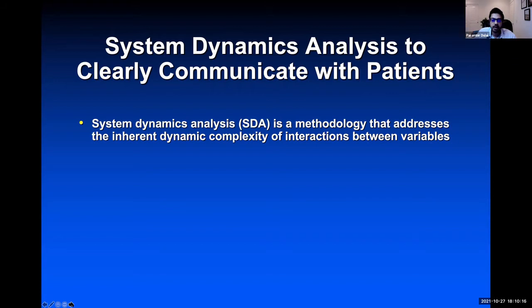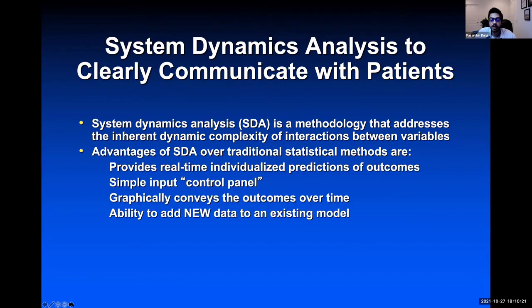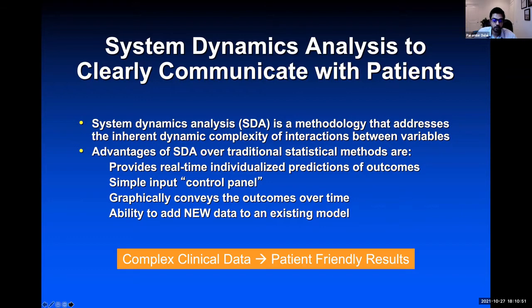System dynamics is a method that addresses inherent dynamic complexity of interaction between variables, and it provides real-time individualized predictions of outcomes. It has simple inputs. You have a little control panel that you just toggle back and forth, and it graphically conveys the outcomes over time, and you can add new data to an existing model. This was actually built around the framework of weather mapping. So complex interactions of wind pressures, geometric pressures, height, all these different things, and trying to easily predict whether it's going to rain or not, whether it's going to snow or not, and showing that in a graphic format to the user. And so really just taking complex clinical data, but now applying it in patient-friendly results.